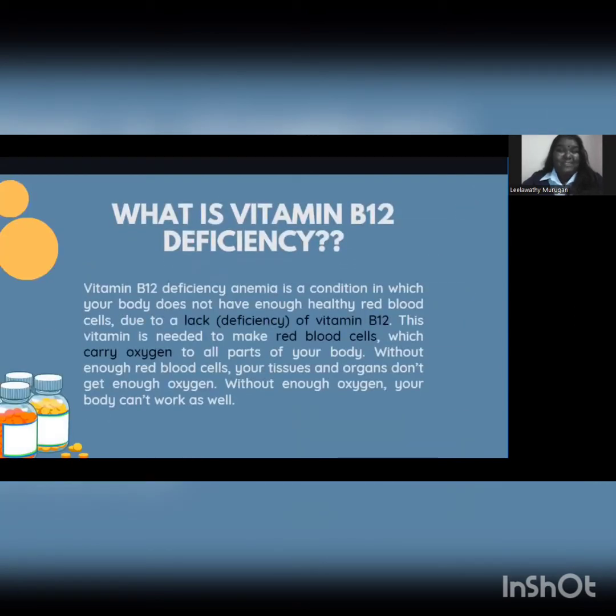So what is vitamin B12 deficiency? Vitamin B12 deficiency is a condition where the patient lacks vitamin B12. So here we go to know what is the function of the vitamin in our body. Basically, the vitamin plays a function in our body to make red blood cells. Why do we need red blood cells? Red blood cells are the ones carrying oxygen to all of our body parts. Without sufficient red blood cells, the body parts can't function and can't get oxygen.